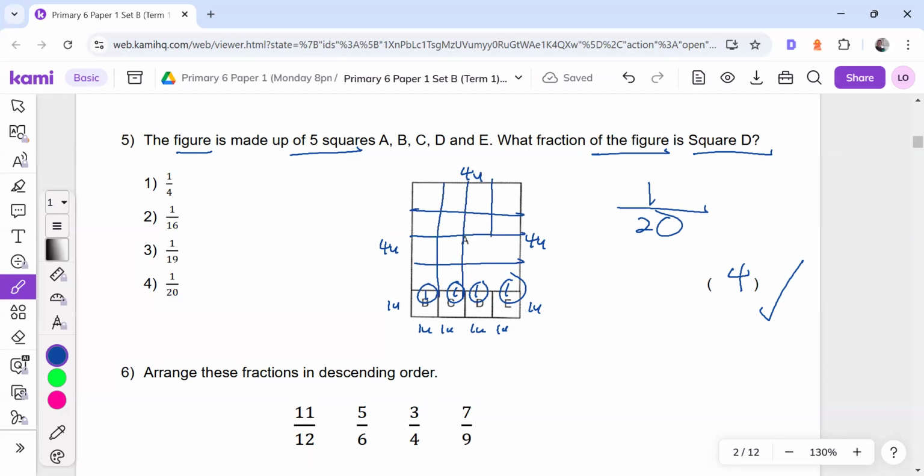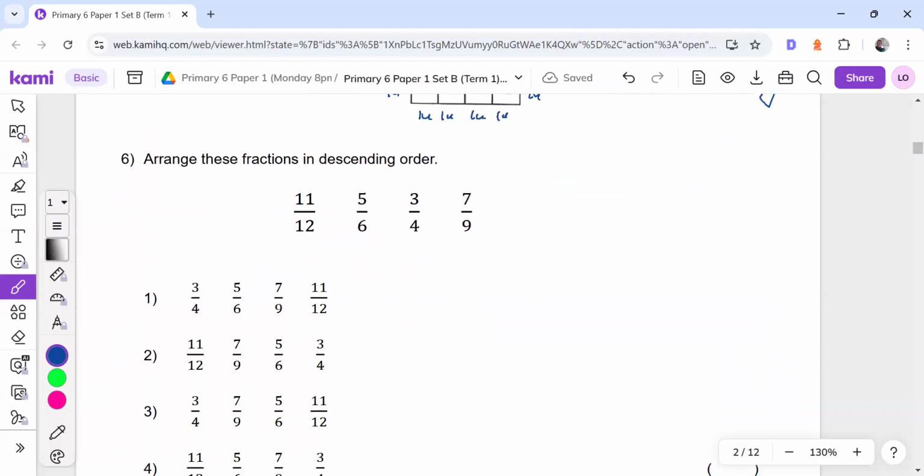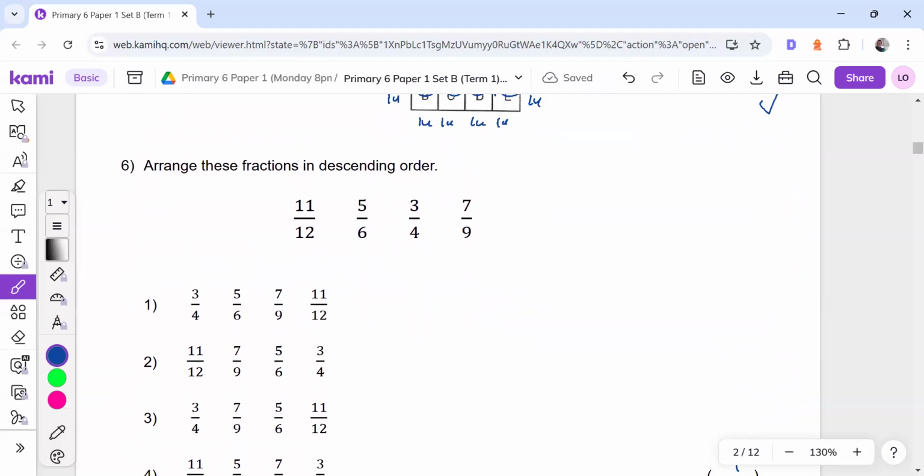Okay, you can also do that if you want. Okay, so different ways of getting the answer. Question number 6, answer number 4. All right, how do you get number 4?